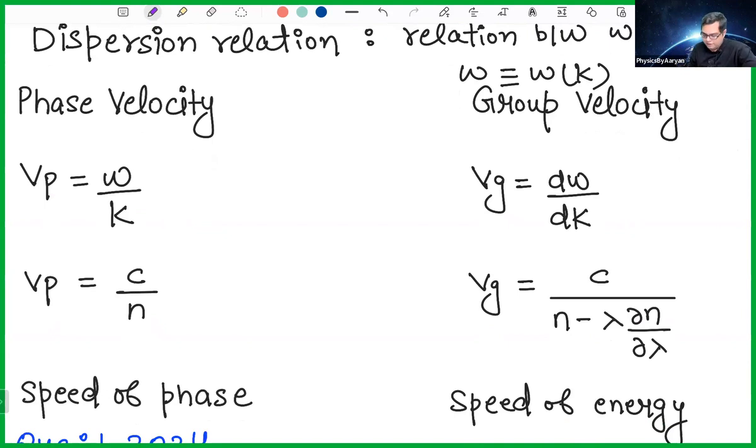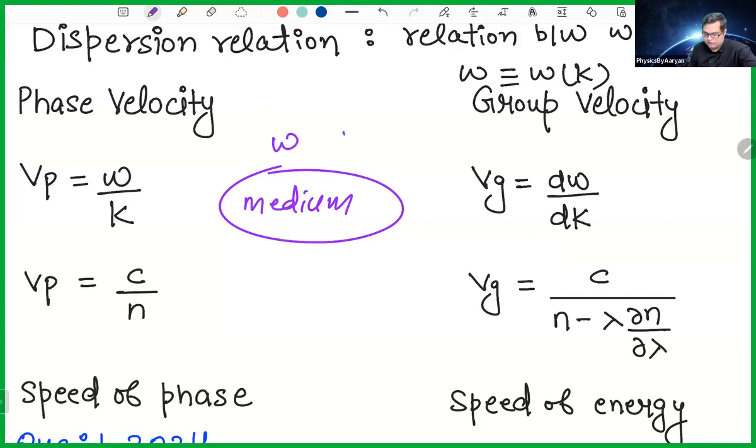Sometimes for a medium, the dispersion relation is not given. They do not tell you how omega is changing with k. Instead, what they are telling you is how the refractive index of the material is changing with wavelength. So, for example, a few days ago we studied the wave plates. For different wavelengths, the refractive index was different. Similar is the case here.